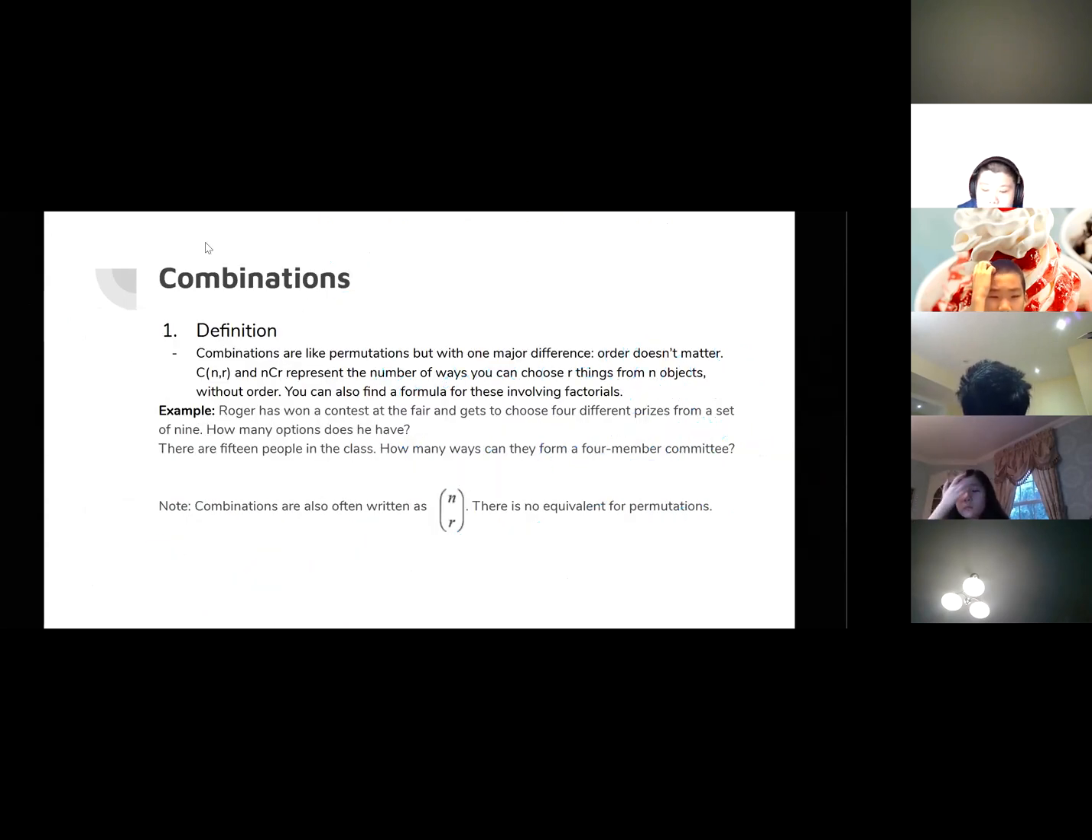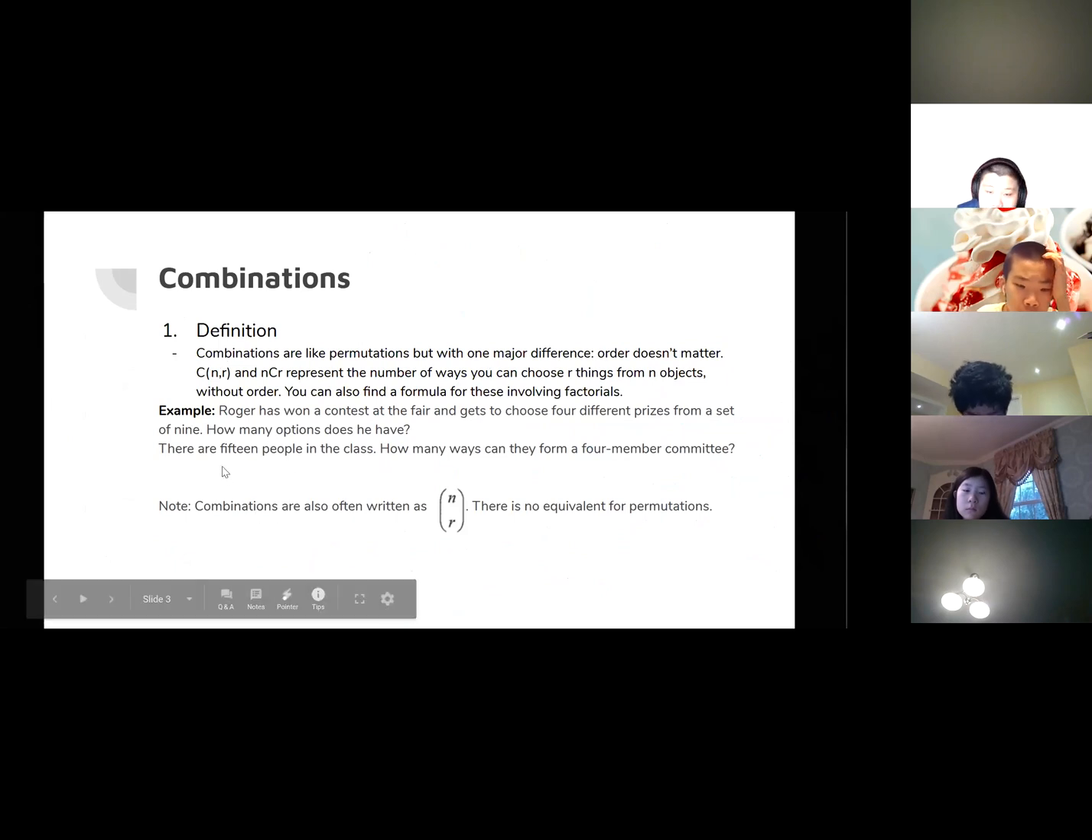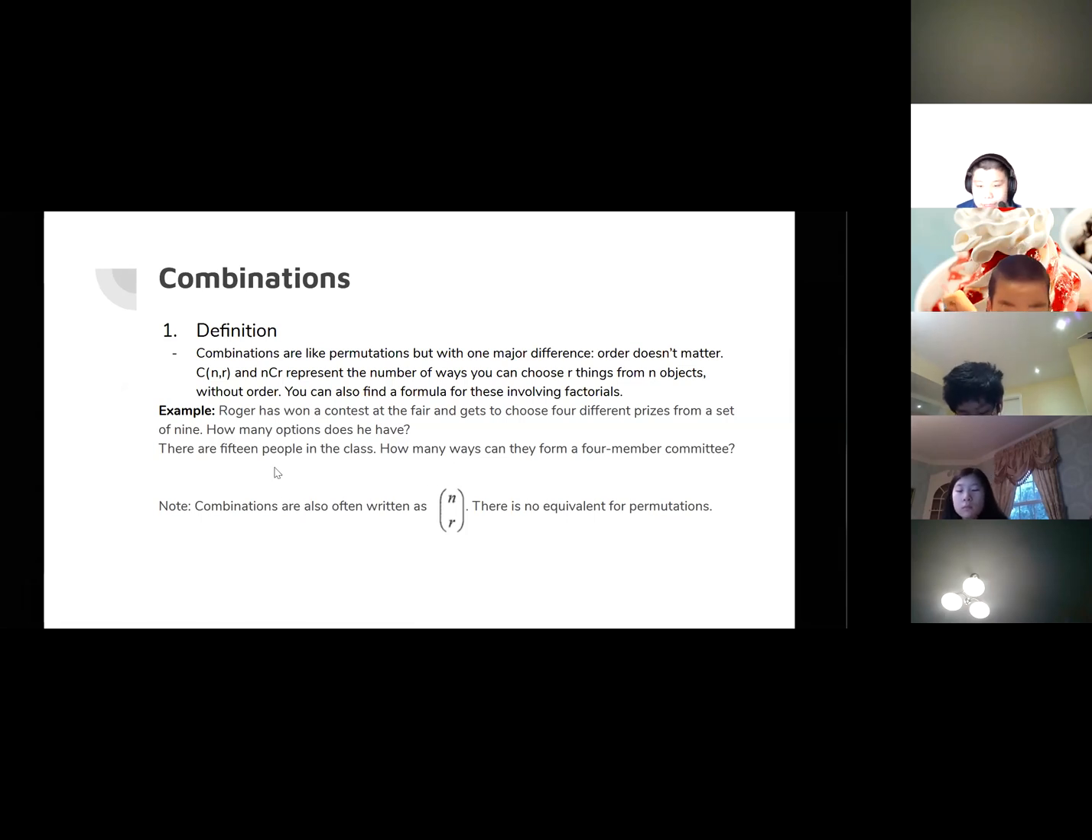So again, this is what it is: C of n comma r, or nCr. I realized I wasn't this careful before. I didn't say it out loud, but you say this as n choose r, not like n combination r or anything like that. Just as a shorthand.